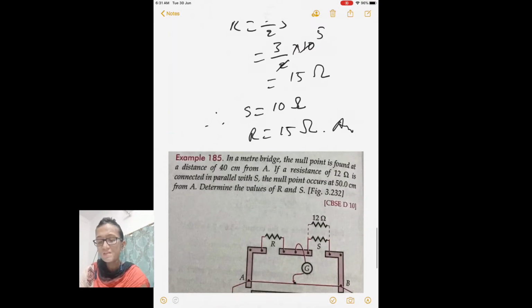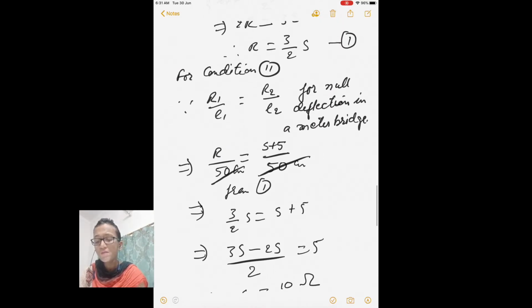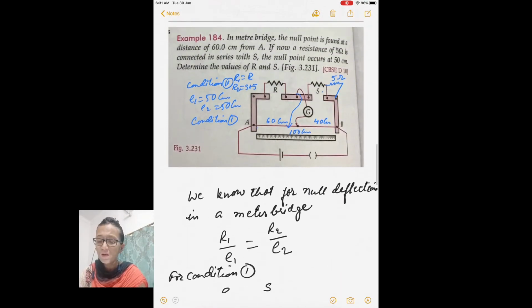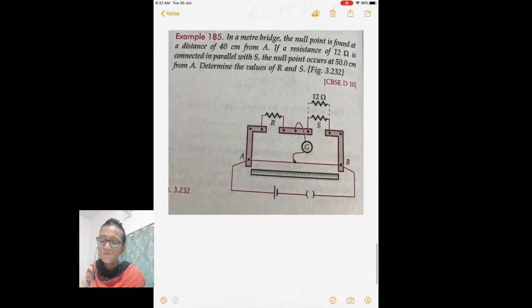In this question, similar question is this. You have to do the two equations, but here, earlier one more resistance was connected in series with S, but here one more resistance is connected in parallel to S. So everything is same. You have to formulate two equations for two unknowns.